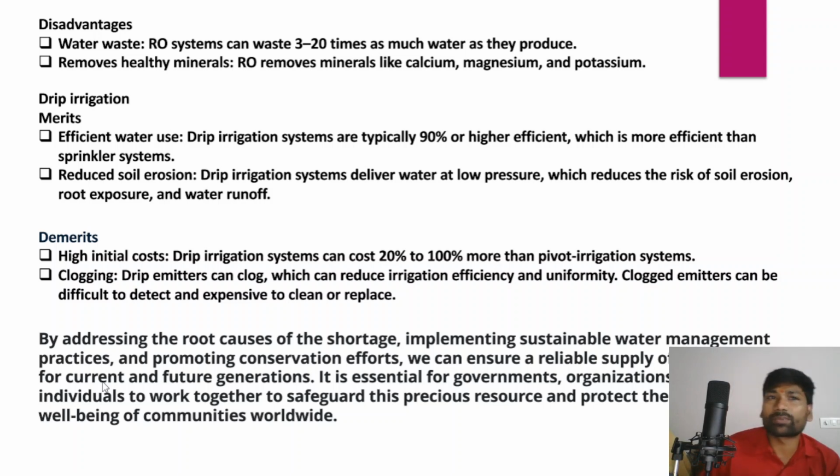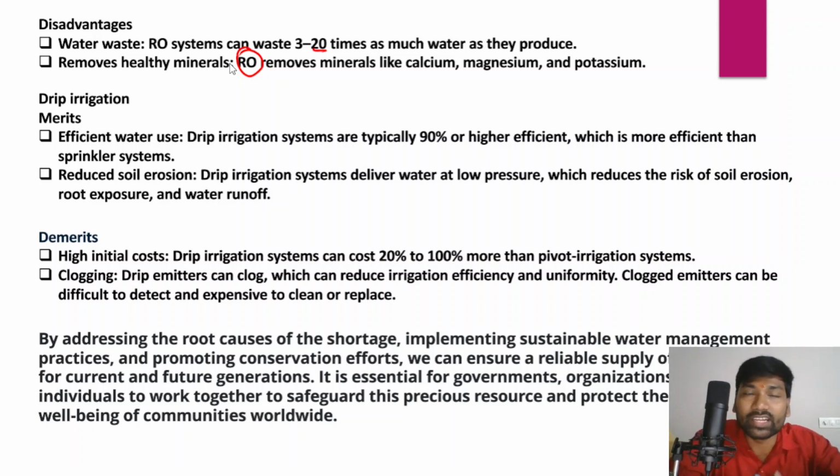So, RO systems can waste up to 3 to 20 times as much water as they produce. So a big wastage of water resources. And in fact, it also very often removes the healthy minerals such as calcium, magnesium and potassium as well. So after that, we need to talk about the drip irrigation.